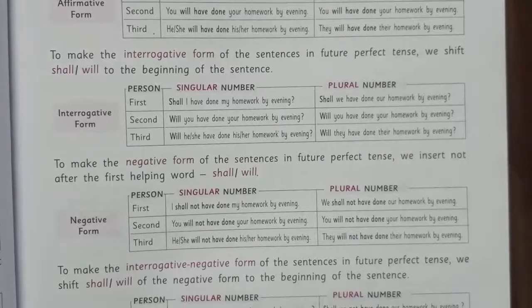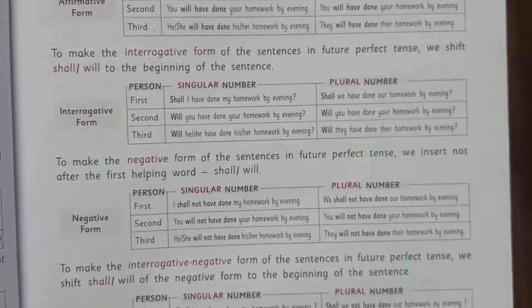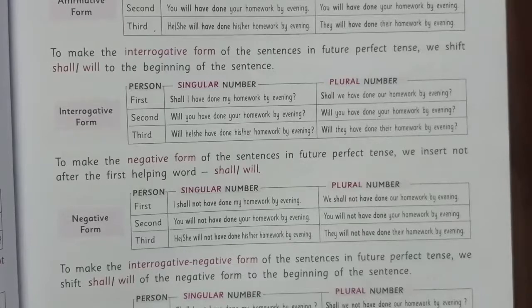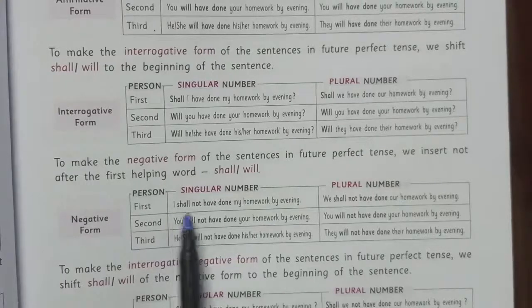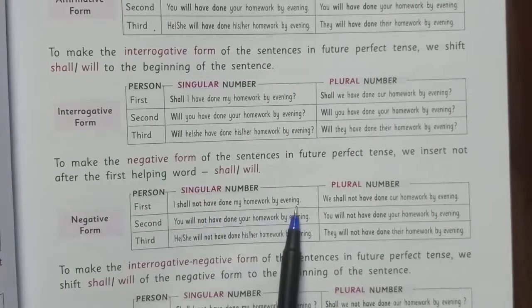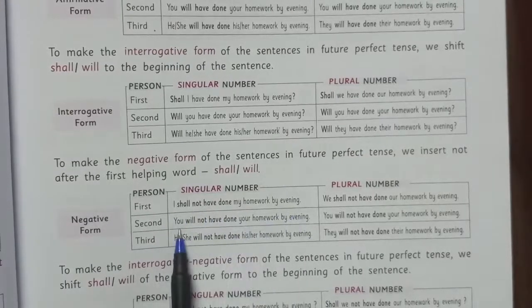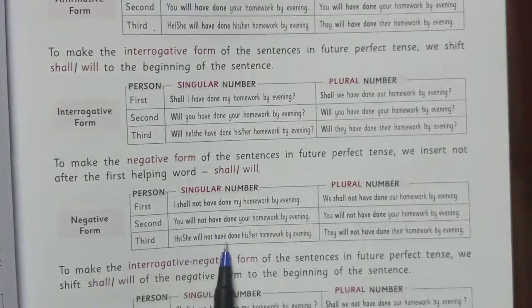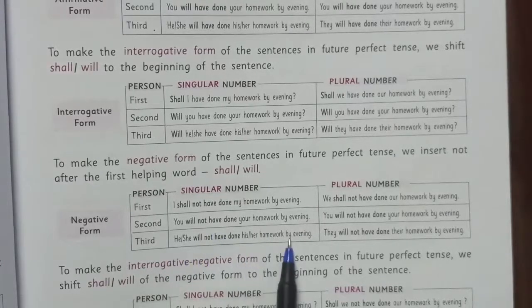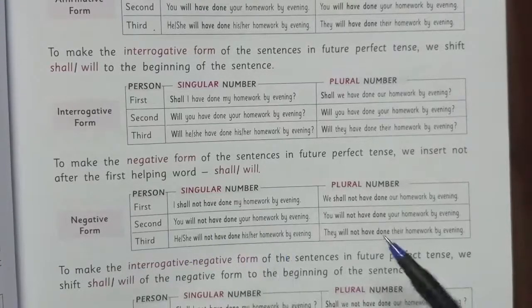Next, to make the negative form of the sentences in future perfect tense, we insert not after the first helping word shall or will. You can see over here, I shall not have done my homework by evening. You will not have done your homework by evening. He or she will not have done his or her homework by evening.